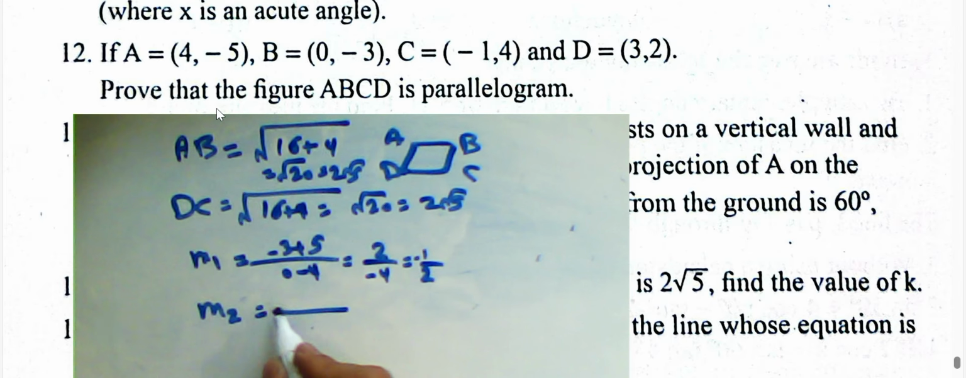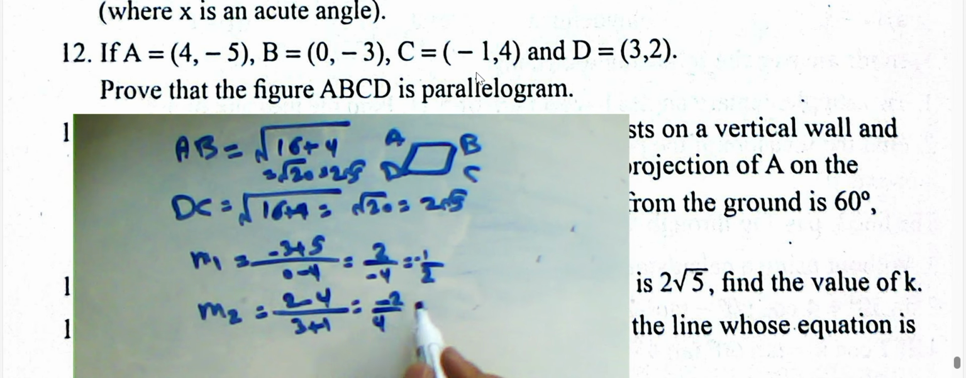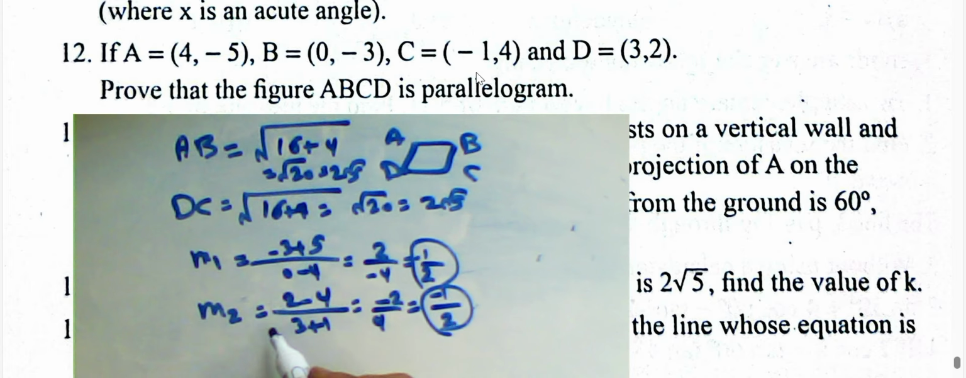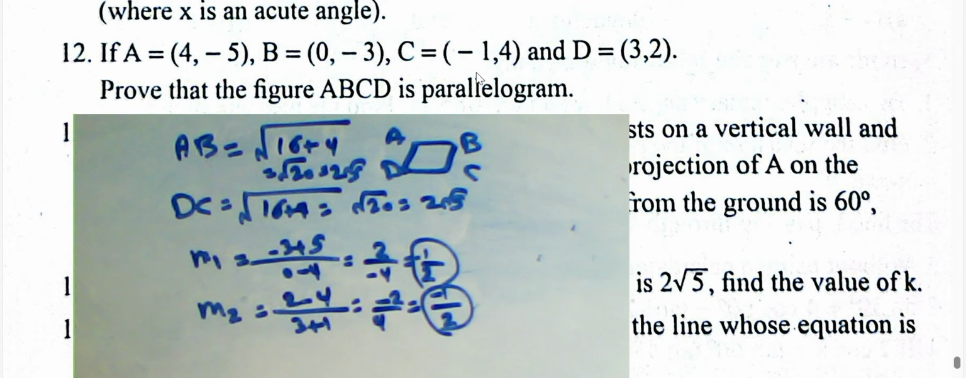And slope 2, DC: we can write 2 minus 4 over 3 minus negative 1. It will be 3 plus 1. 2 minus 4 is negative 2, and 3 plus 1 is 4. Negative 2 over 4 is negative 1 over 2. They are equal. Slope 1 equals slope 2 and length 1 equals length 2. Then ABCD is a parallelogram. You can write this, okay?